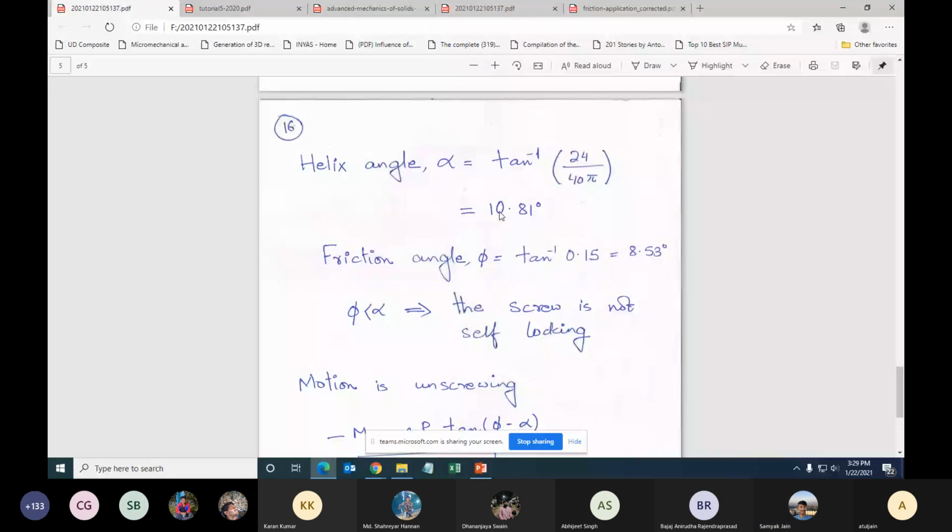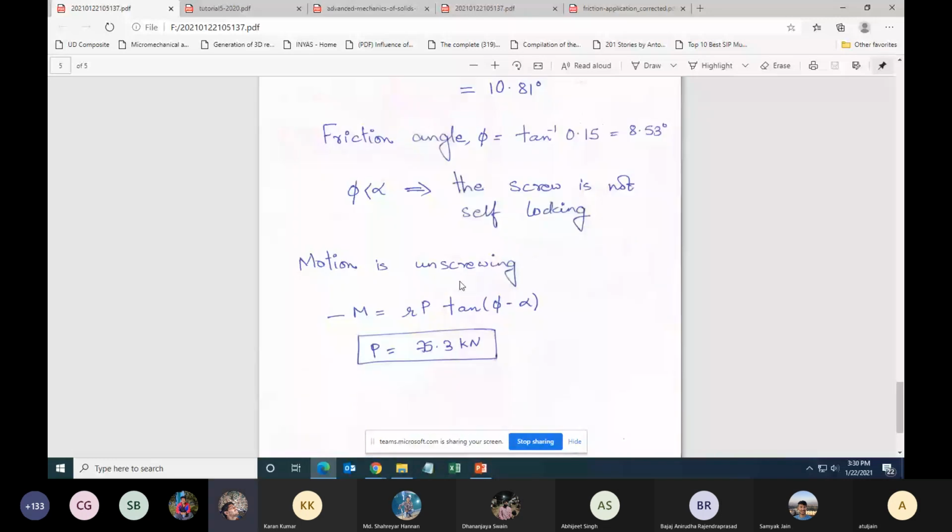So first I calculated the helix angle based on the diameter and the lead. Basically lead is how much my entire screw is going to move on one complete rotation. So based on that, I can calculate the helix angle. I calculated the friction angle greater than the helix angle, so the screw is not self-locking. The motion is unscrewing as described in the question. Then I have this equation. I solve it and I get the answer P.